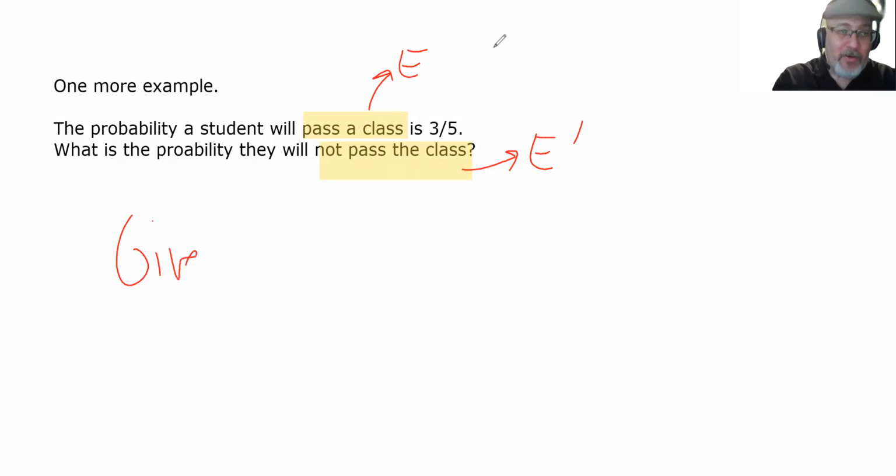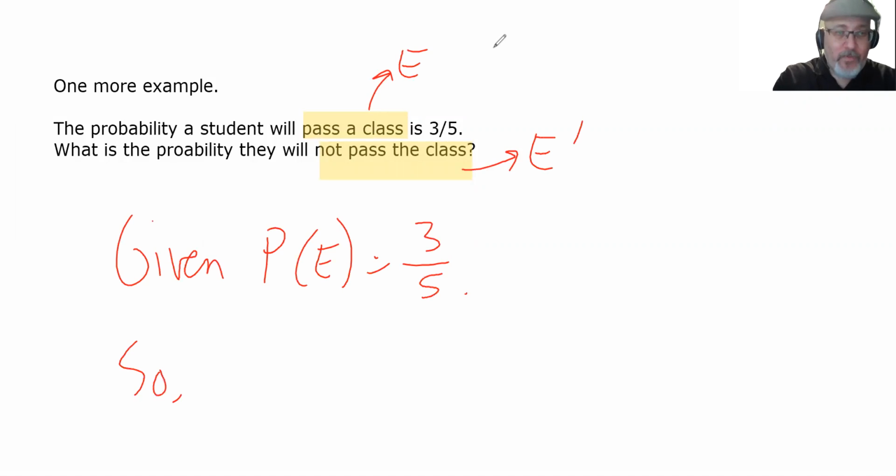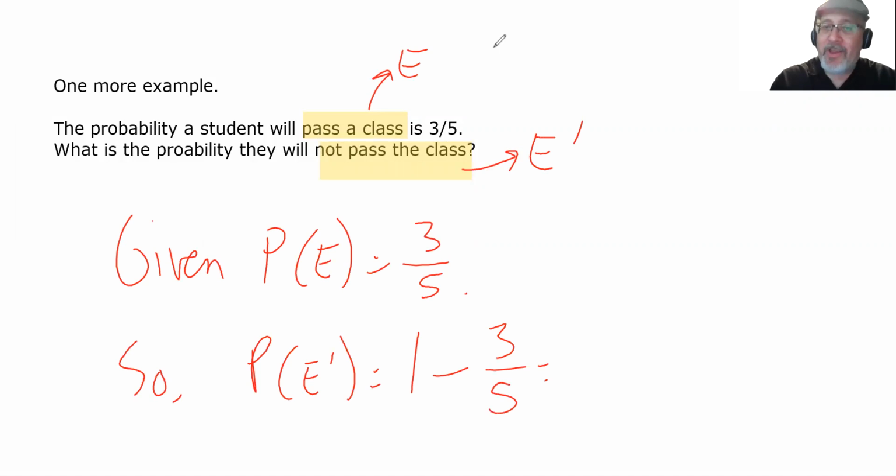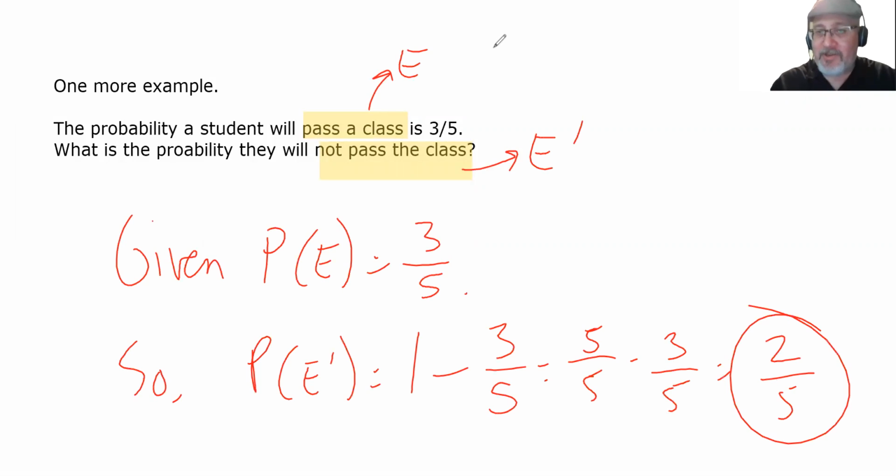And we were given that the probability of E is 3/5. So the probability of E complement is 1 minus 3/5. If you want to get a common denominator and call it 5/5, that's fine. It may be easier to see that the probability is 2/5 that they will not pass the class.